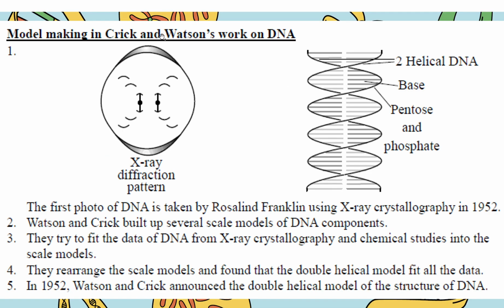And then Crick and Watson, theorists, looked at this experimental result, this X-ray pattern, and a lot of different data. First, they looked at the photo, and the other is that they looked at some chemical studies of DNA, and then they tried to make different kinds of scale models to fit the data, and they found that the double helical model fits all the data they have. So they thought that the double helical model was the most promising one, so they proposed it in the same year, as you see, in 1952. Watson and Crick announced the double helical model of the structure of DNA.